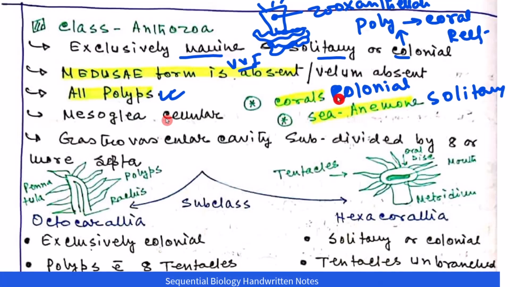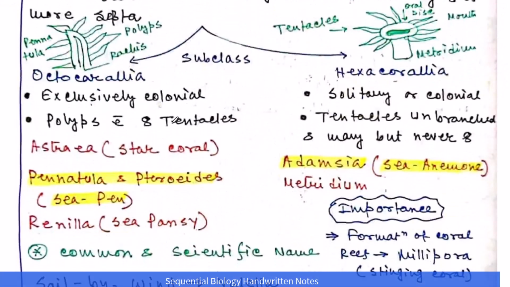And in this colonial form the zooxanthellae are present, and these give different colors to the coral polyp. And this class is again subdivided into two subclasses, the Octocorallia and Hexacorallia. What is Octocorallia? Octocorallia is exclusively colonial, with polyps having 8 tentacles. So when 8 tentacles are present, they are called Octocorallia. Examples: Astraea or the star coral, Pennatula and Pteroeides or the sea pen, and Renilla or the sea pansy. They are included under subclass Octocorallia, and this is the sea pen.